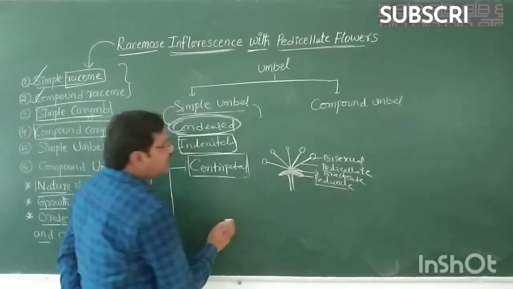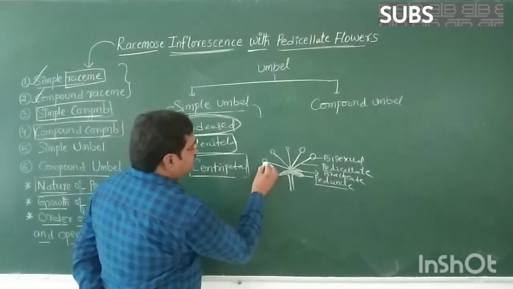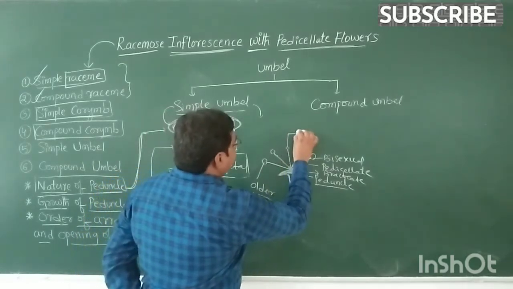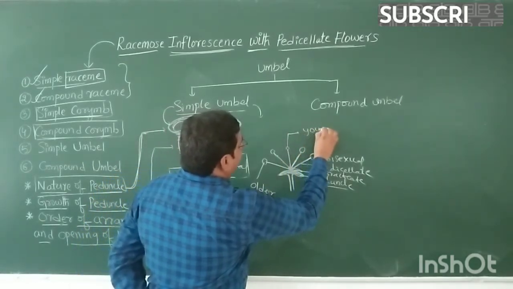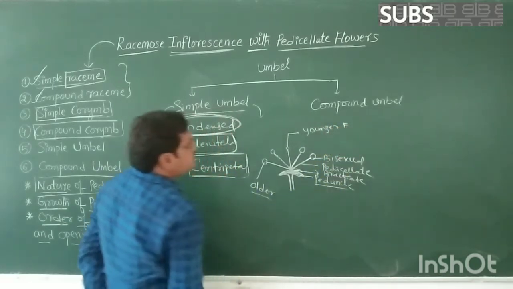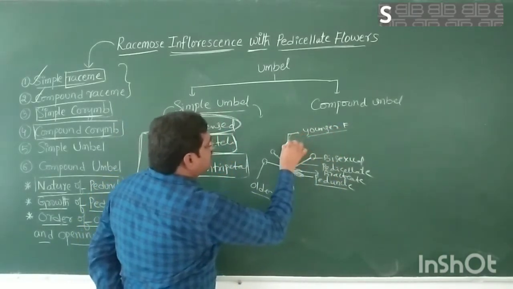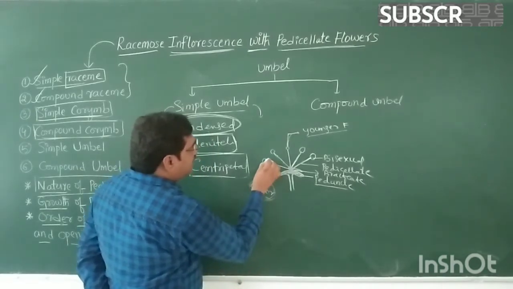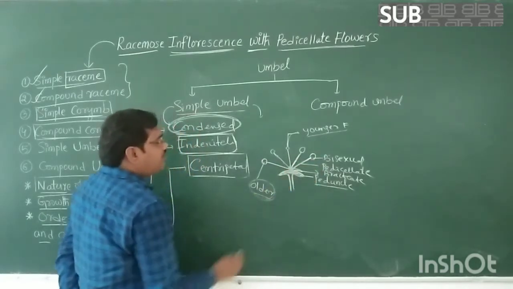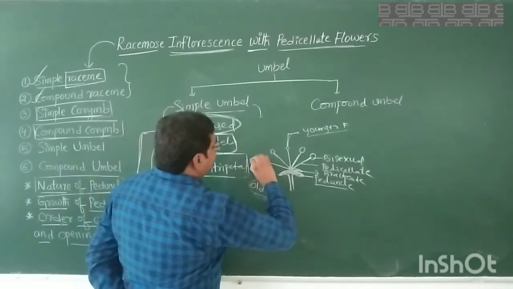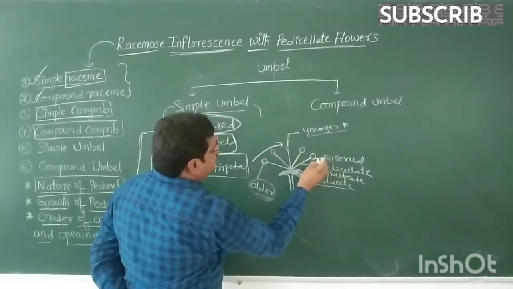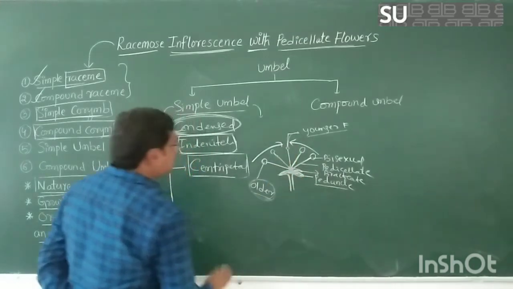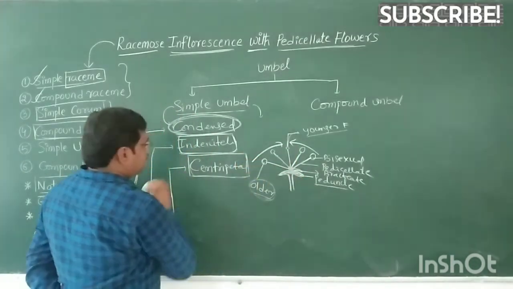And what is the order and the opening of the flowers? These are older flowers. This is the younger flowers. Means the younger flowers are present at the center of the peduncle, and older flowers are present at the peripheral side. And what is the opening of the flowers? From the peripheral side to the center. This type of arrangement is called centripetal arrangement.